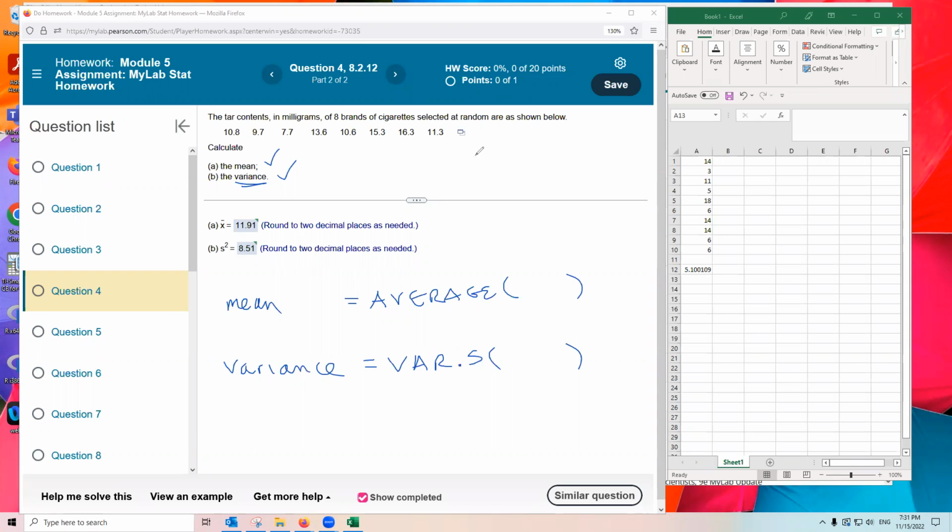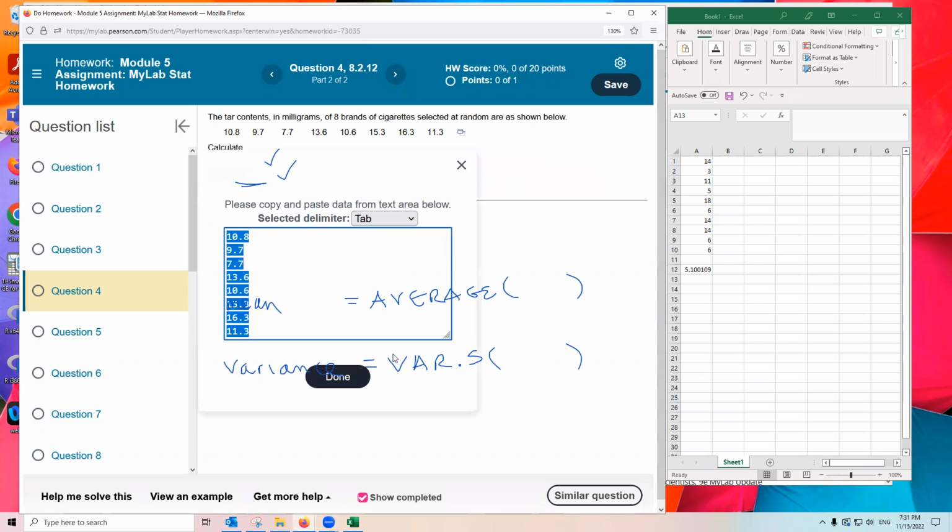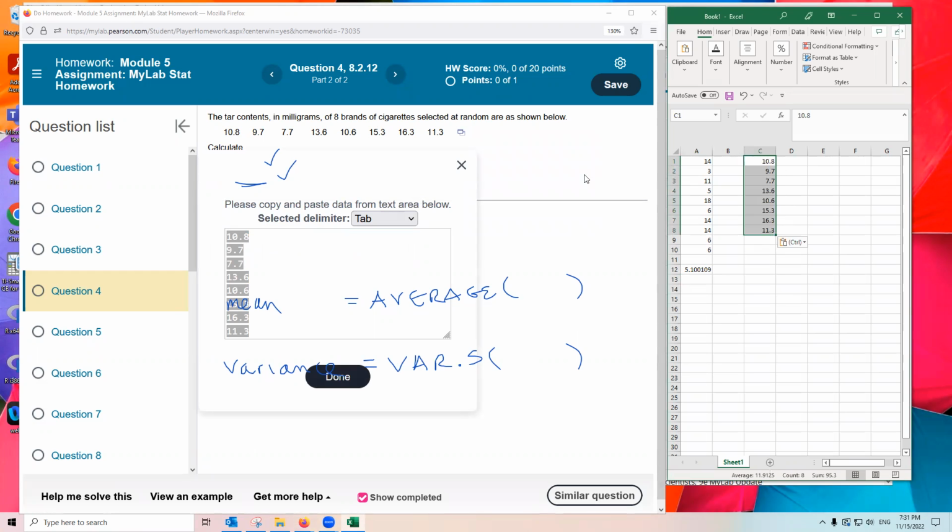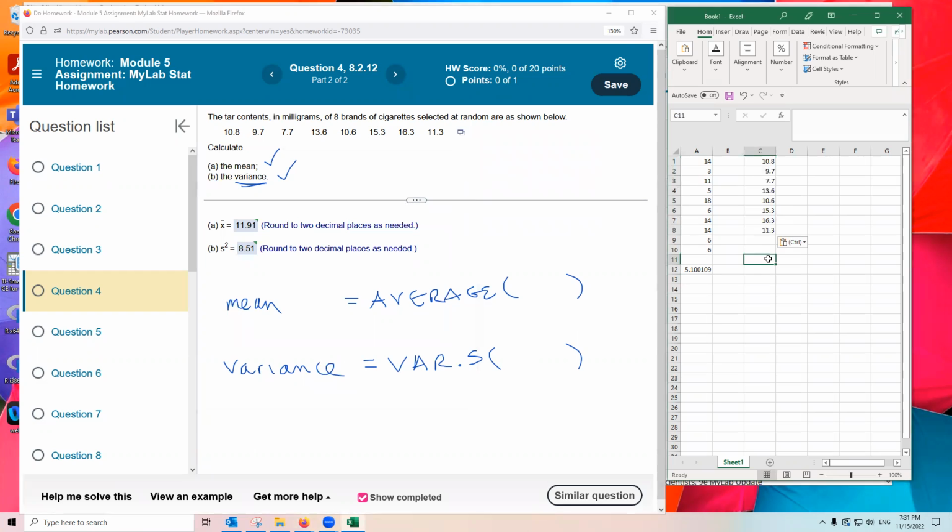All right, so I'm going to copy this data into Excel and let Excel do the work here for us. I'll copy it to the clipboard, and then I can paste it over here into Excel. Okay. And I'm going to come here and say equals average. And in our case, it's going to be C1 colon C8. Right, that's where our data values are sitting. Excel highlights them in blue. And it looks like we're coming up with 11.91 rounded to 2 decimal places.